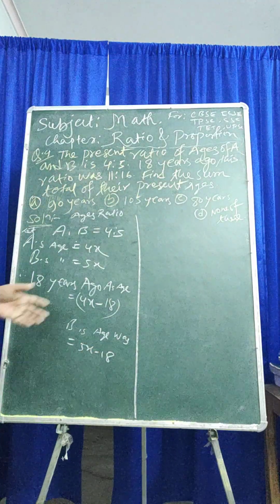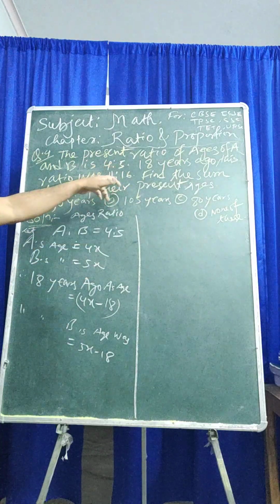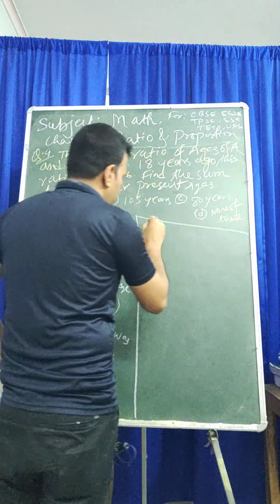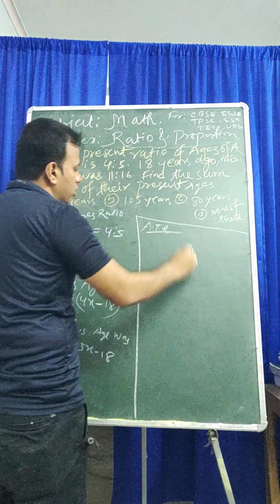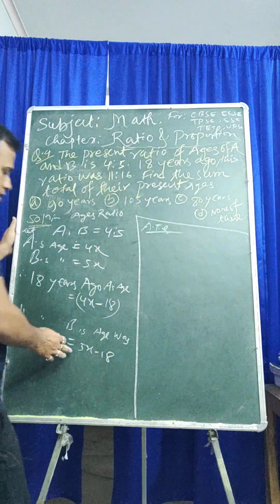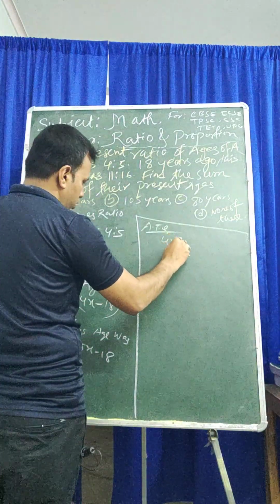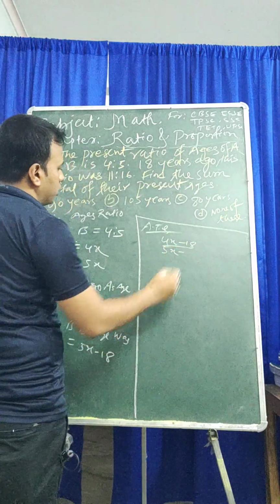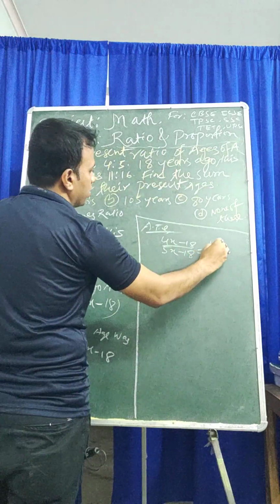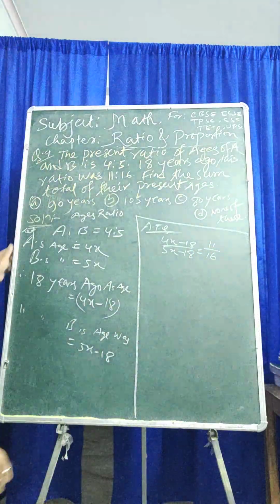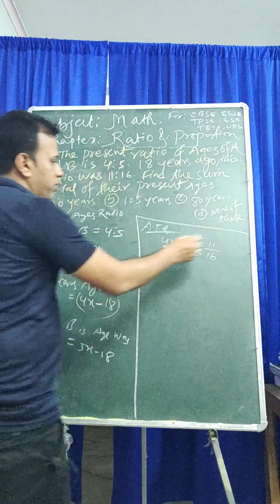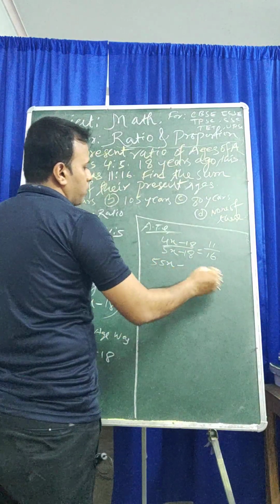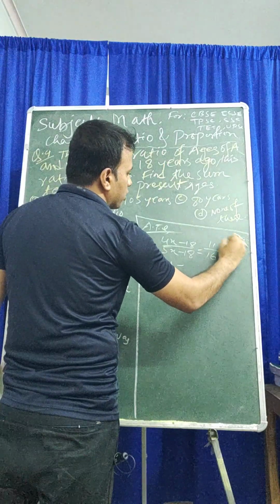Now the ratio of their ages 18 years ago is 11:16. So according to the question we can say that (4x - 18)/(5x - 18) is equal to nothing but 11/16. Now if you cross multiply, it will be 55x minus 18 into 11, that is 198.